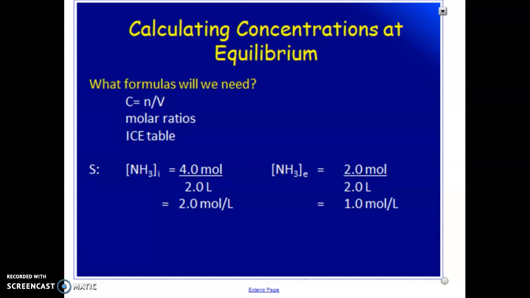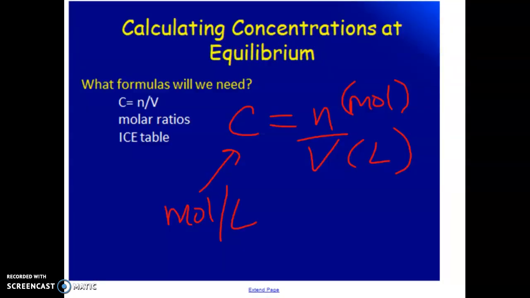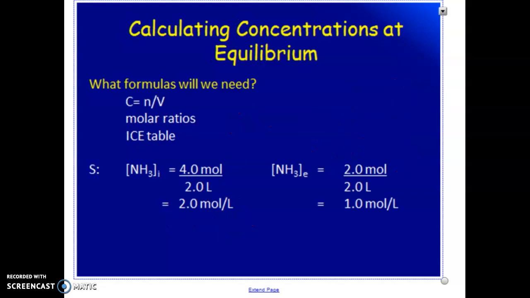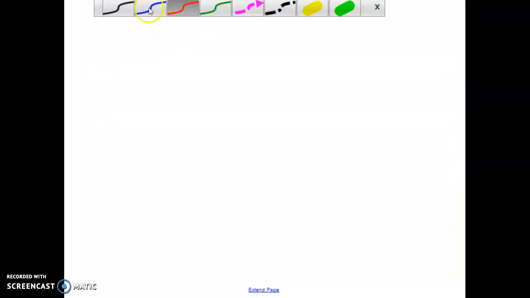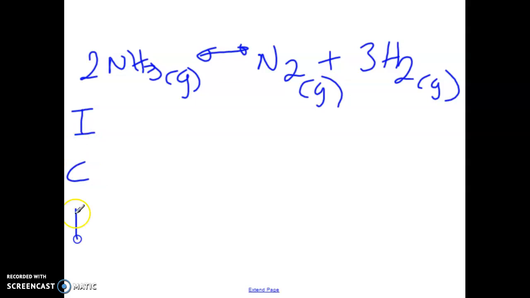Okay, so now we're going to set up an ICE table. So the first thing we're going to do is rewrite this reaction out. Okay, so we have 2NH3 gas, and then we have N2 plus 3H2. And these are all gases. Okay, so we're going to set up an ICE table.